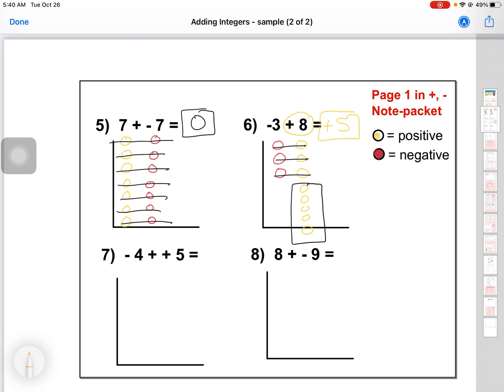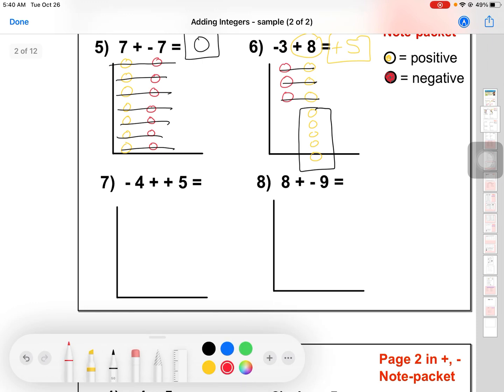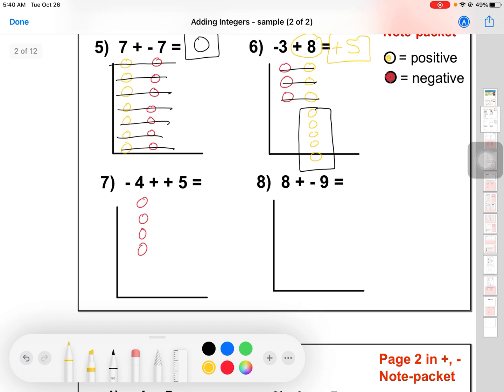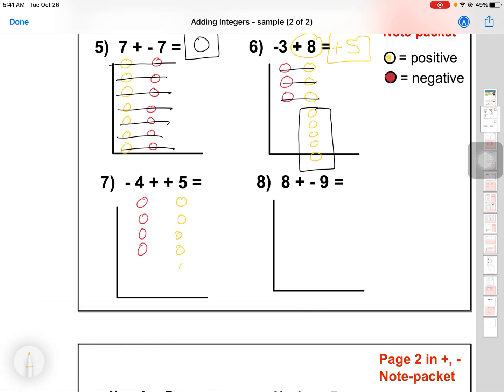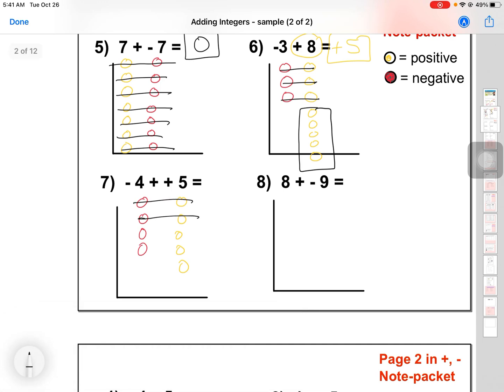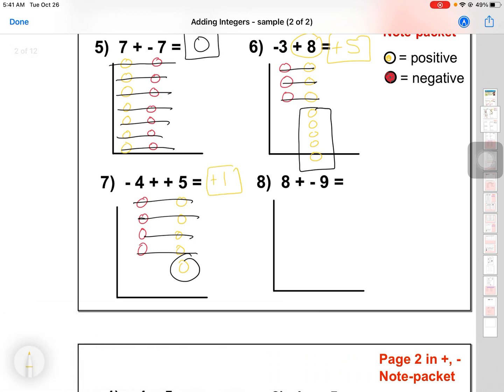All right? You do not have to put the positive in front of it, but I'm just using it to help you think a little bit more about the sign of the number. Okay? In number 7, what are we going to start with? 4 red, and then 5 yellow because the 5 is positive. Cross out your 0 pairs. How many 0 pairs are you crossing out? And I'm left with 1, and it is yellow. So because it's yellow, my answer would be a positive 1.